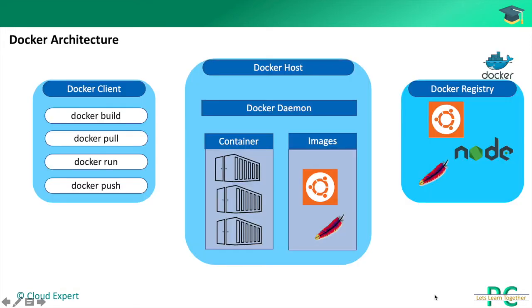Now let's touch base on Docker architecture. Docker uses a client-server architecture. Docker architecture has three components: Docker client, Docker host, and Docker registry. Let's start with the Docker client. Docker client is the primary interface where users interact with Docker. When users execute commands such as docker run, docker pull, docker build, the client sends that command to the Docker daemon.